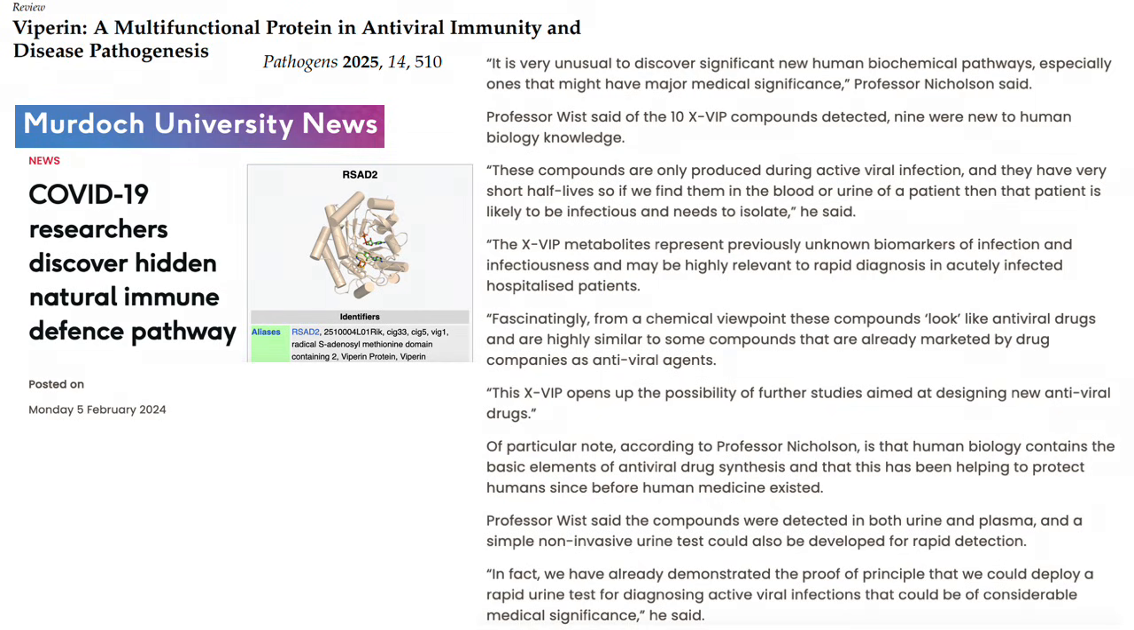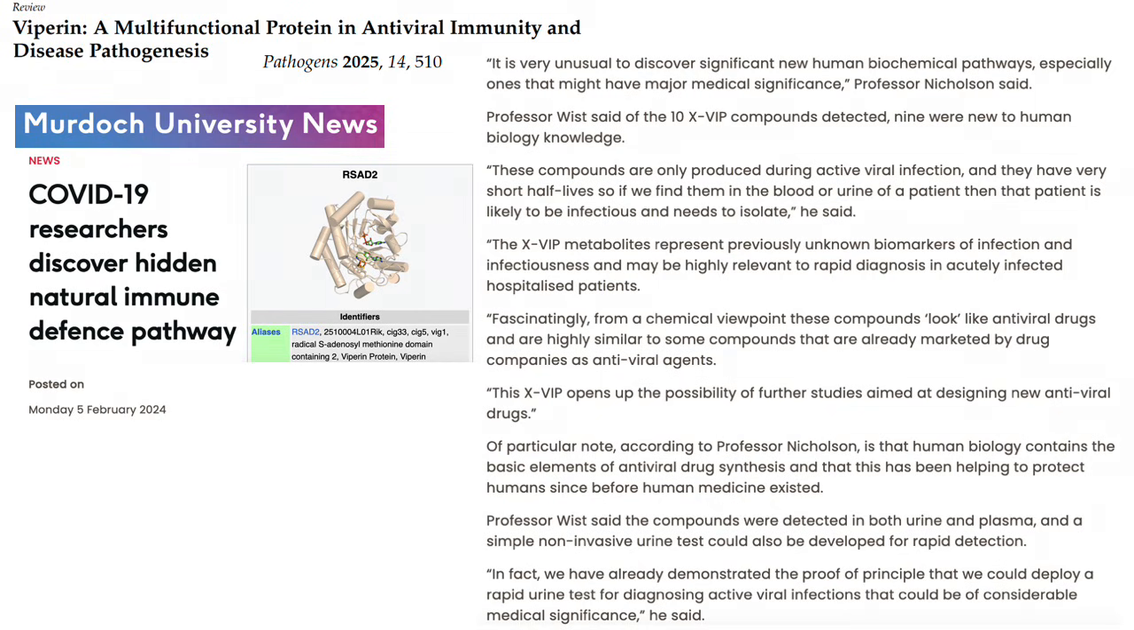The XVIP metabolites, these are the metabolites of Viperin, its enzymatic activity. So these metabolites, which are generated by the function of Viperin, represent previously unknown biomarkers of infection and infectiousness and may be highly relevant to rapid diagnosis in acutely infected hospitalized patients.